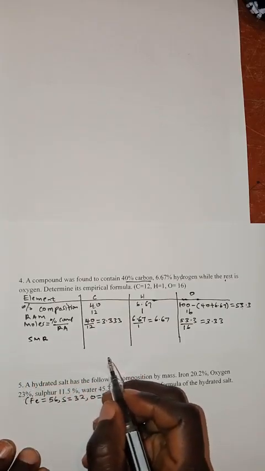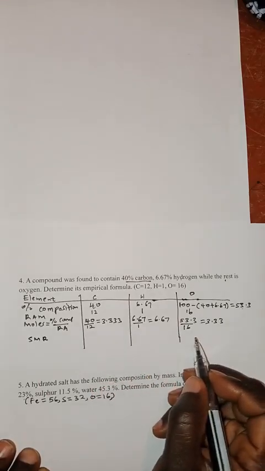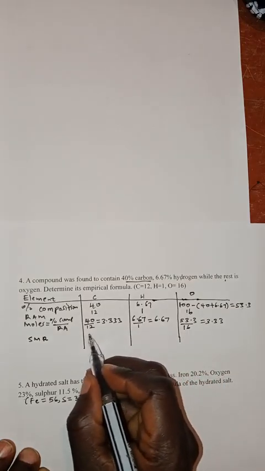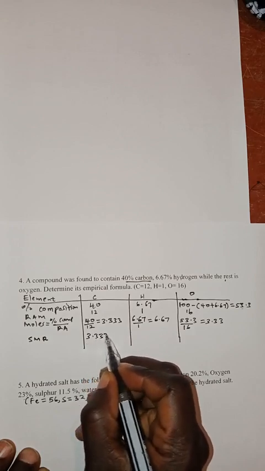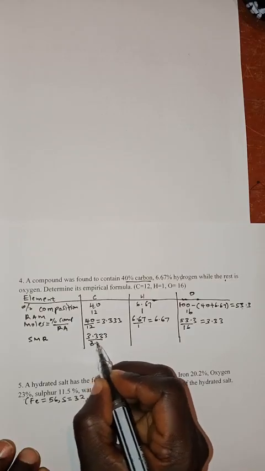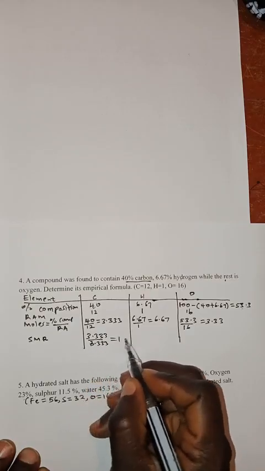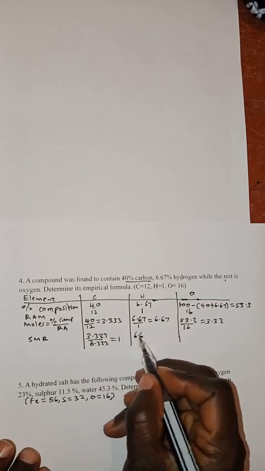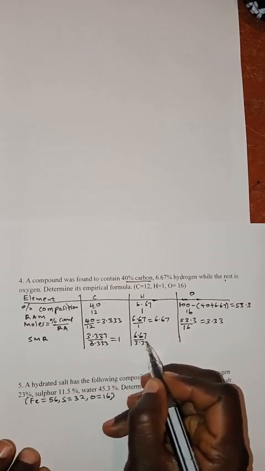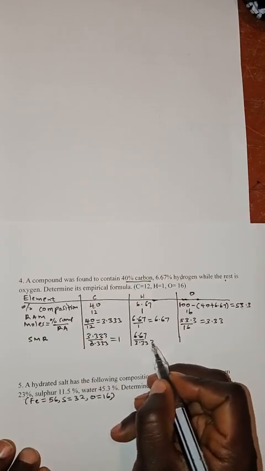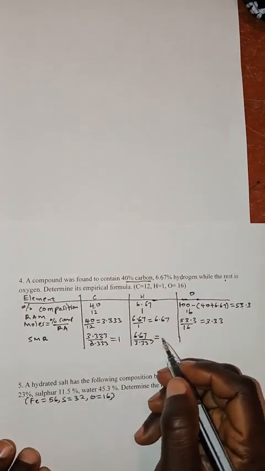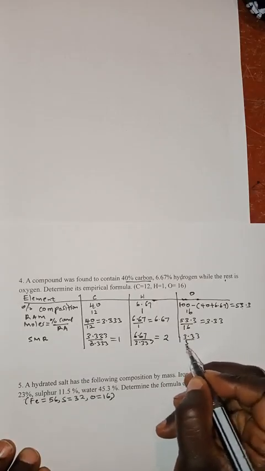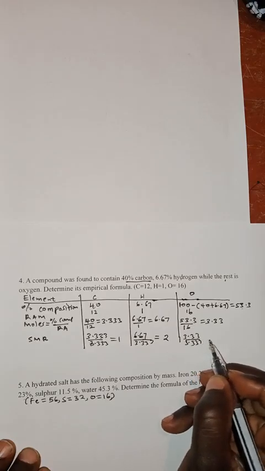Then we get the simplest mole ratio. For the simplest mole ratio, we divide each by the smaller number of moles. So we are going to take 3.333 divided by 3.333, so that we get 1. For hydrogen it is going to be 6.67 divided by 3.333, which equals 2. For oxygen it is going to be 3.33 divided by 3.333. We get 1.